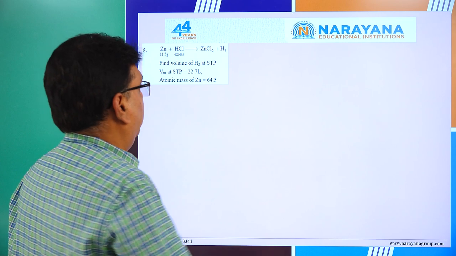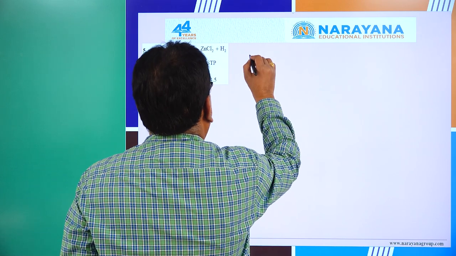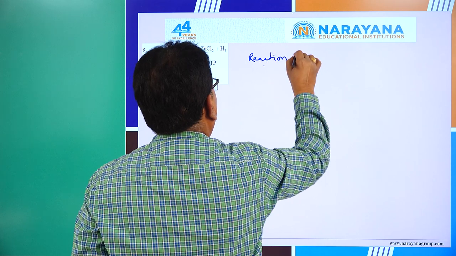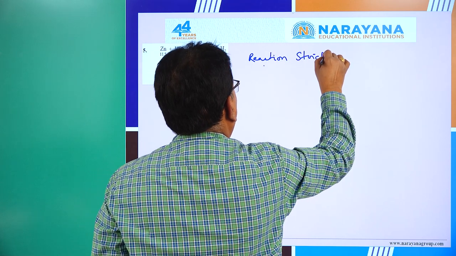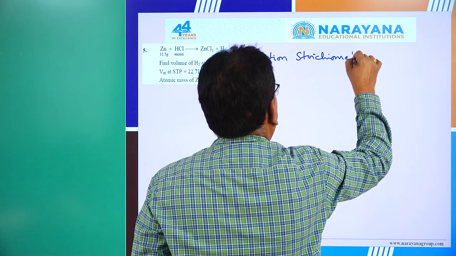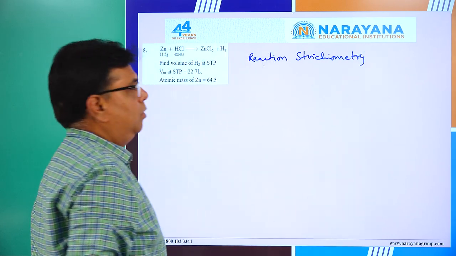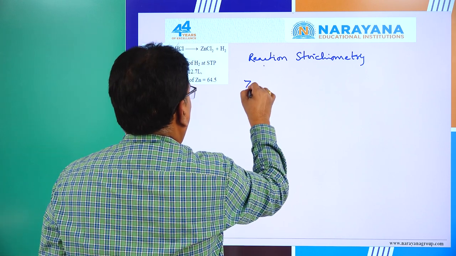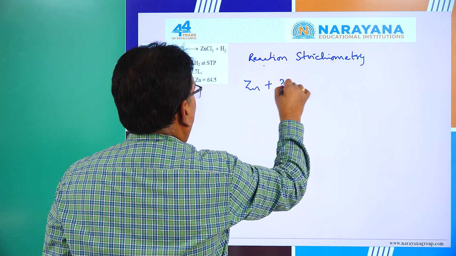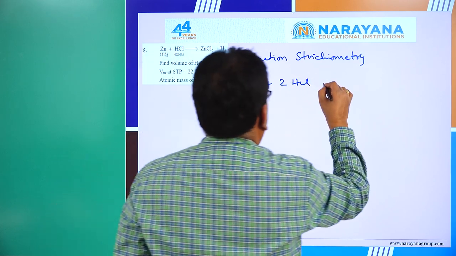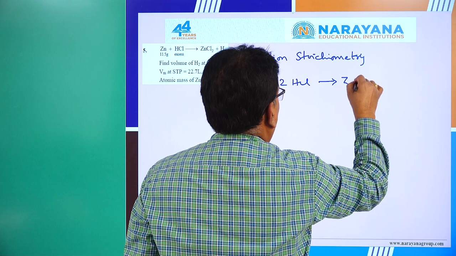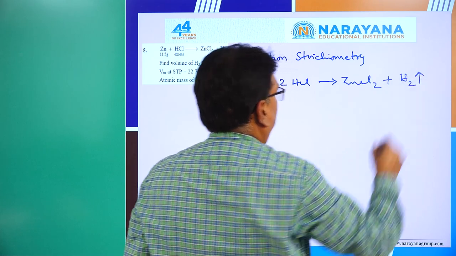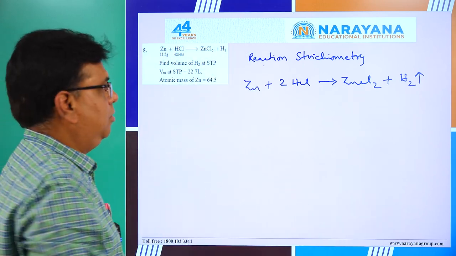Now, this is a simple stoichiometric reaction question, from reaction stoichiometry, where the reaction given is Zn plus 2HCl gives ZnCl2 plus H2 gas. This is the given reaction.